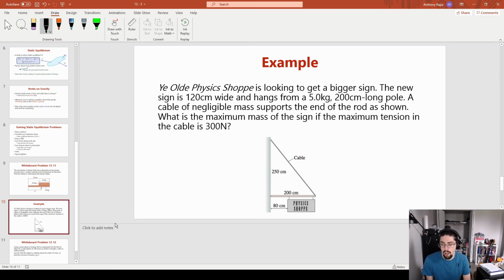We're trying to design some sort of sign that is 120 centimeters wide, hangs from a 5 kilogram, 200 centimeter long pole, right? So we've already got essentially this support structure set up, and we have an idea of how big we want the sign to be. But we're trying to figure out what material we can make this thing out of. What is the maximum mass of the sign if the maximum tension of the cable is 300 newtons?